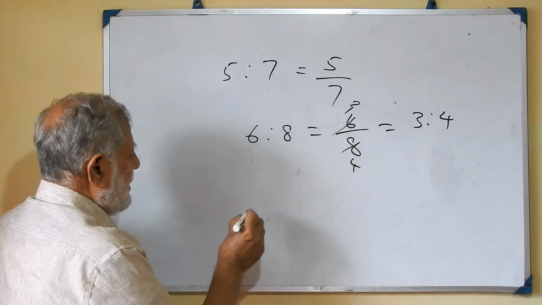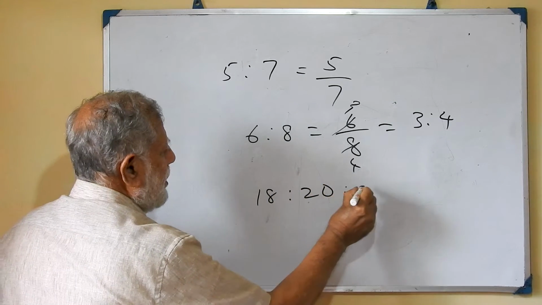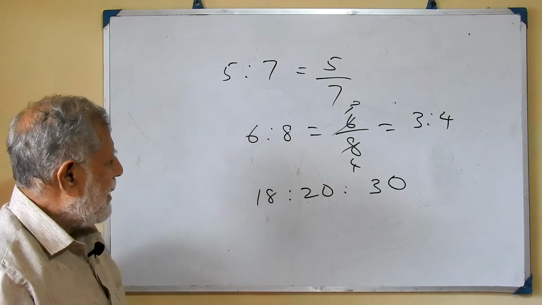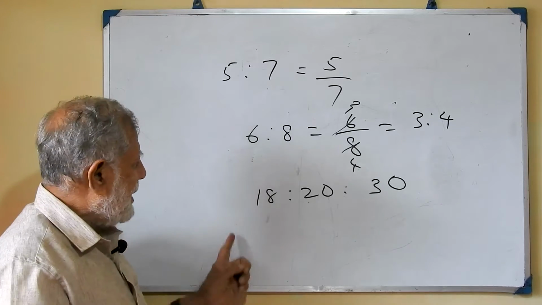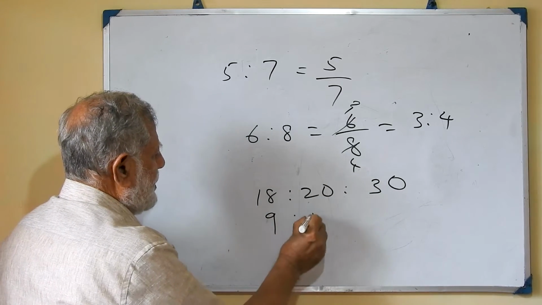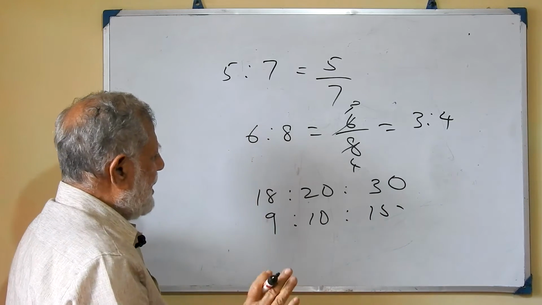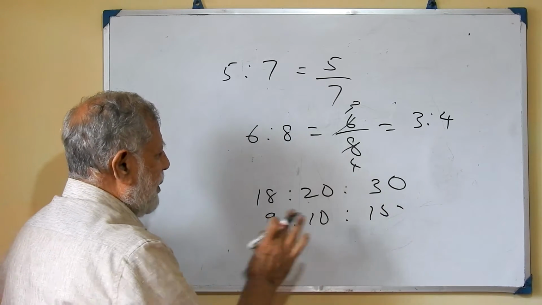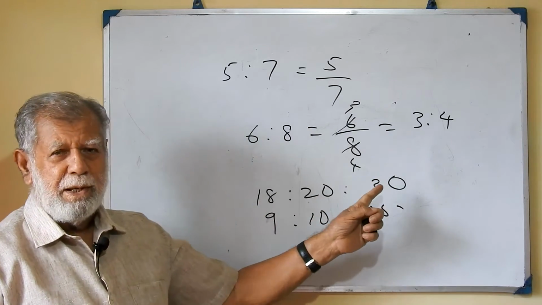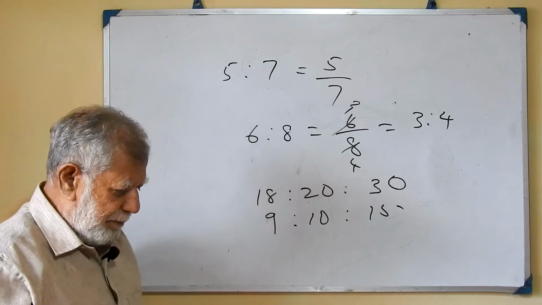We have 3 numbers in a ratio, we say 18 is to 20 is to 30. We can divide all of these by 2. So we can put it as 9 is to 10 is to 15. But we can't reduce any more, we can't reduce 10 and 15 only. We are reducing because these 3 numbers come together. So we can't reduce only 2, we must reduce all 3.